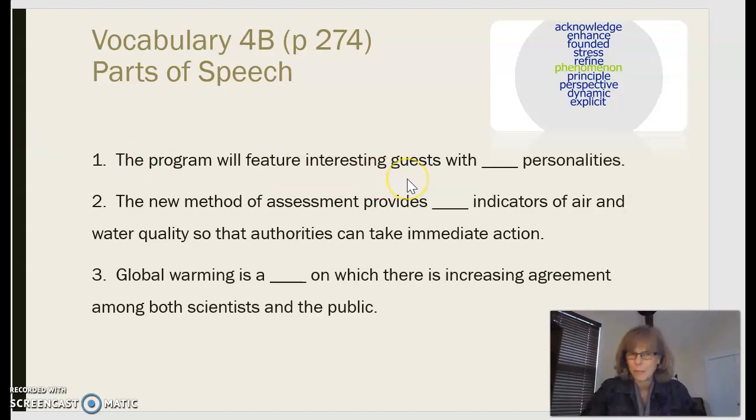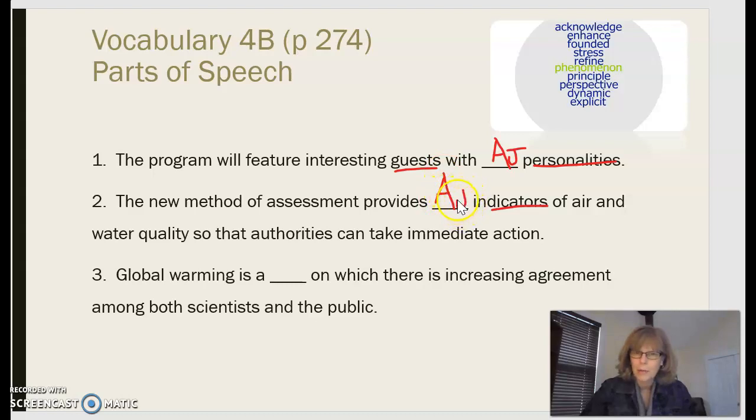It says the program will feature guests with something personalities. Clearly, I'm going to need an adjective here. I'm going to need something that will describe these guests, right? Something that will describe their personalities. Let's look at number 2. The new method of assessment provides something indicators. So just like personalities, I'm describing here another noun, indicators. I'll need another adjective to describe that noun.